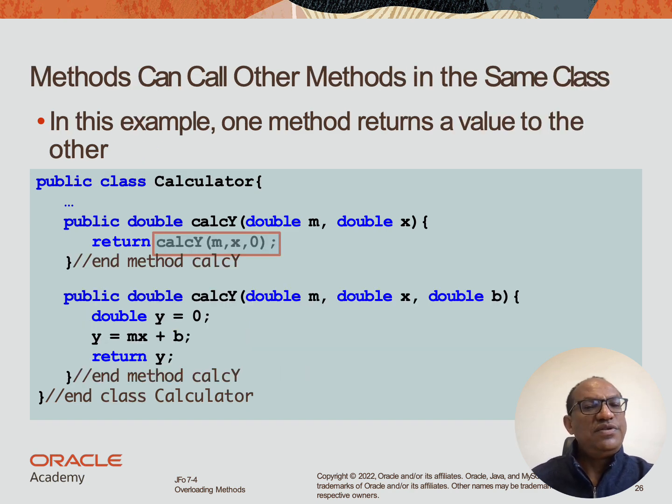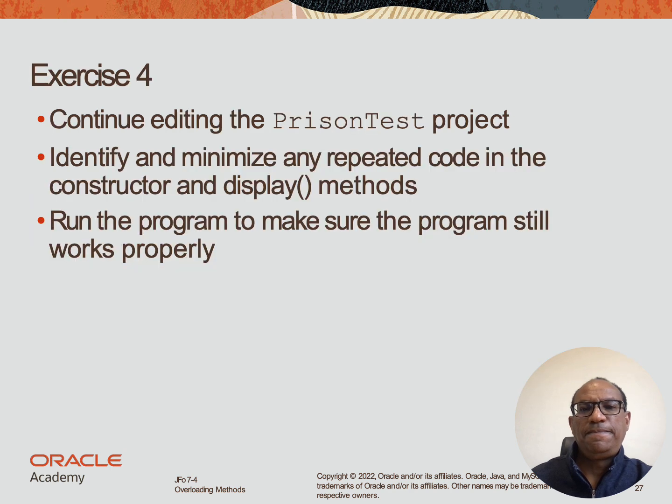Here's how. This is helpful because if the calculations are wrong or need to be adjusted, then the code needs to be changed only once. In exercise 4, take a look at both your constructor and display methods. Are you repeating code? If so, refactor using this method or internal method calls. The goal is clean, maintainable code.